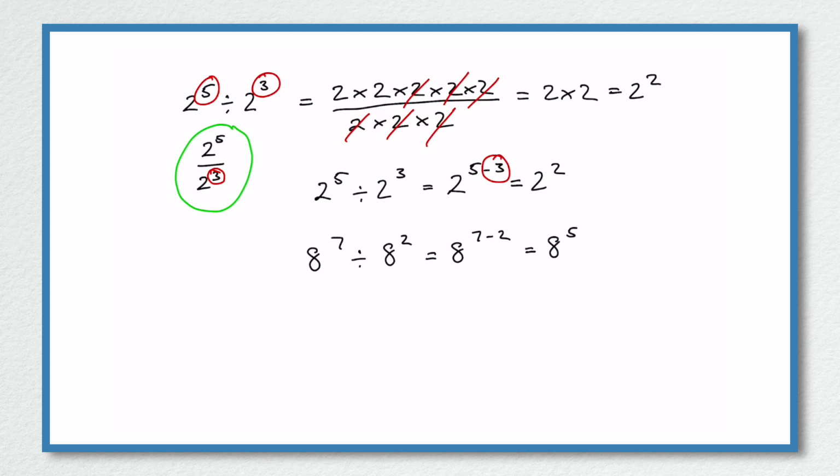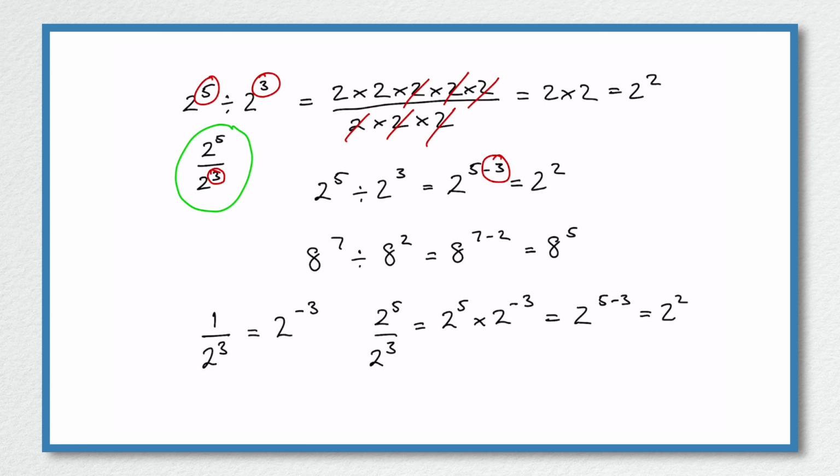And this leads us into another rule in relation to powers. You see, if we have 1 over 2 to the power of 3, this is actually the same as 2 to the power of minus 3. So when you've got 2 to the power of 5 over 2 to the power of 3, you could think of it as 2 to the power of 5 multiplied by 2 to the power of minus 3. Now, going back to the previous rule that we looked at, that would be 2 to the power of 5 minus 3, which is equal to 2 to the power of 2. So there's something else that you need to be aware of.